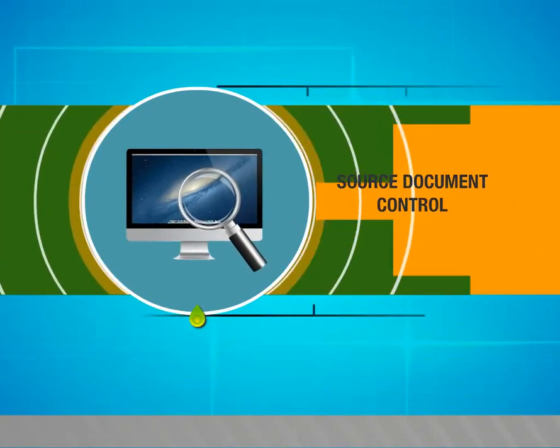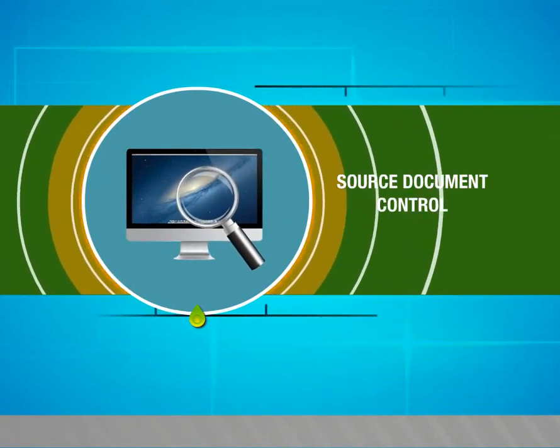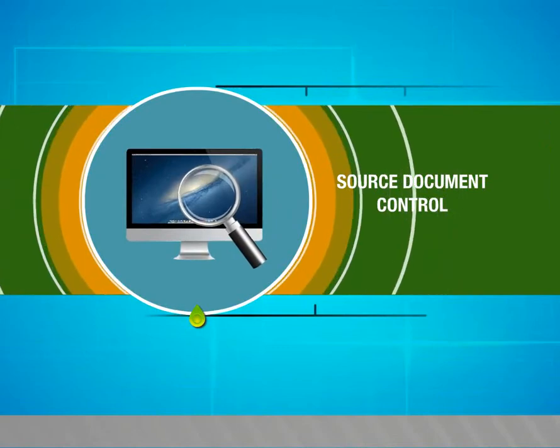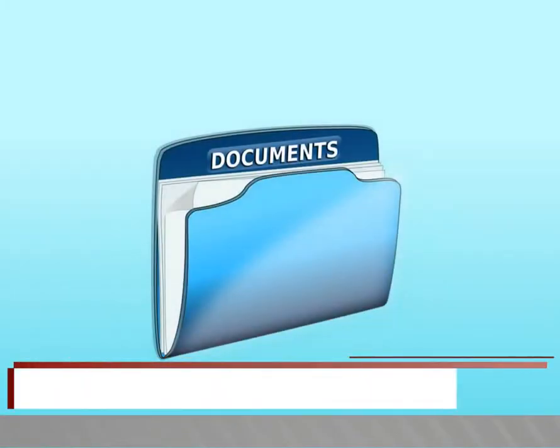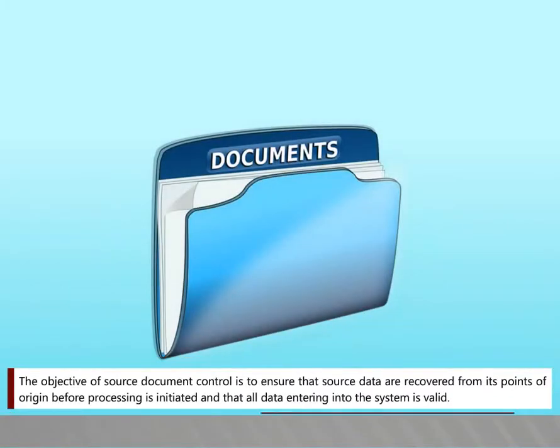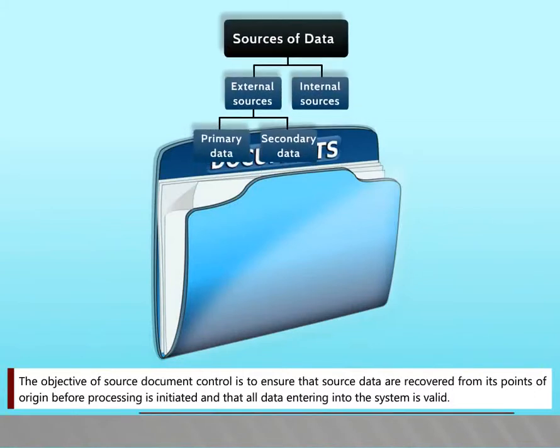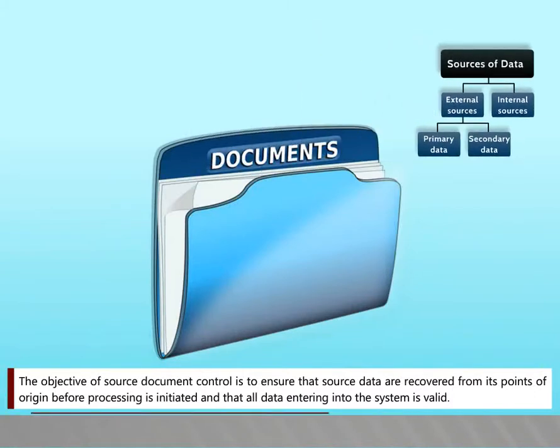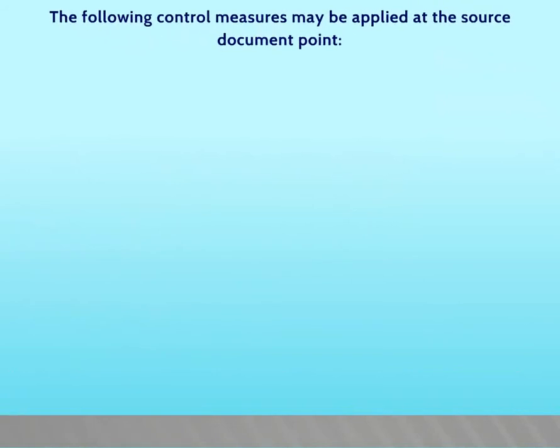Source document control. In this video, we are going to see about source document control. The objective of source document control is to ensure that source data are recovered from its point of origin before processing is initiated and that all data entering into the system is valid. The following control measures may be applied at the source document point.